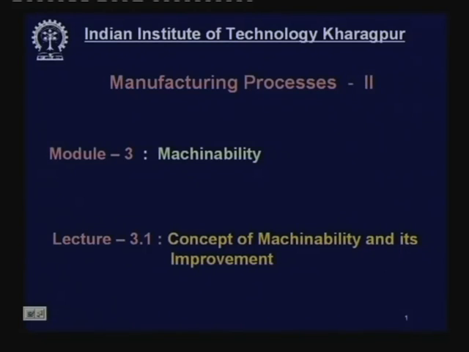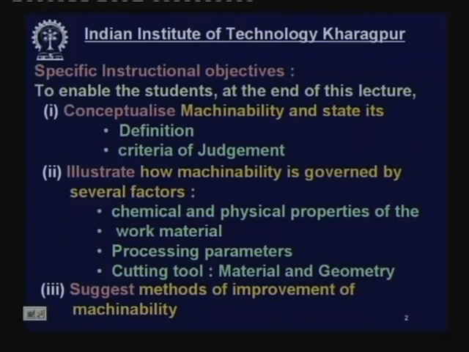Now, today we are starting module 3 that deals with machinability connected with machining, and the topic of today's lecture will be concept of machinability and its improvement. Now, what are the specific instructions or objectives or the contents of today's lecture? After hearing this lecture, the students will be able to conceptualize what is machinability and state its definition and what are the criteria of judgment of machinability.